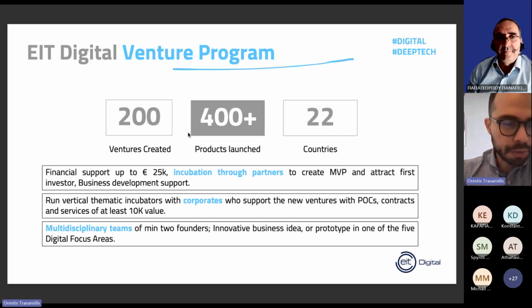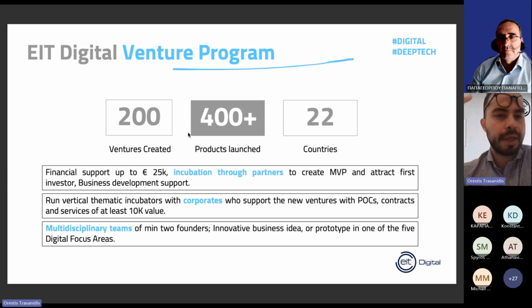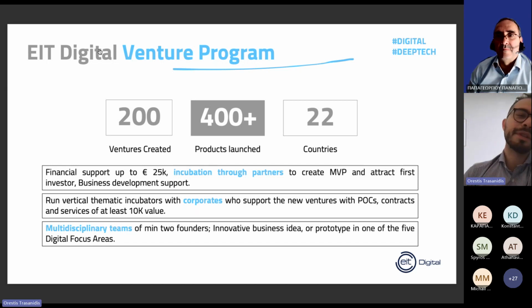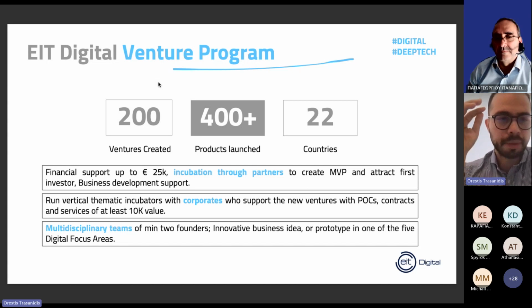So again, open call, we will open it very soon in March. You can apply if you have just an idea. It's not a Horizon project, it's much easier. We want to find good ideas. This is the purpose of this venture program. And if we find the one, then what can you get as an ideator? Almost 2 months of incubation support, experts working with you, and up to 25K financial support to launch it.